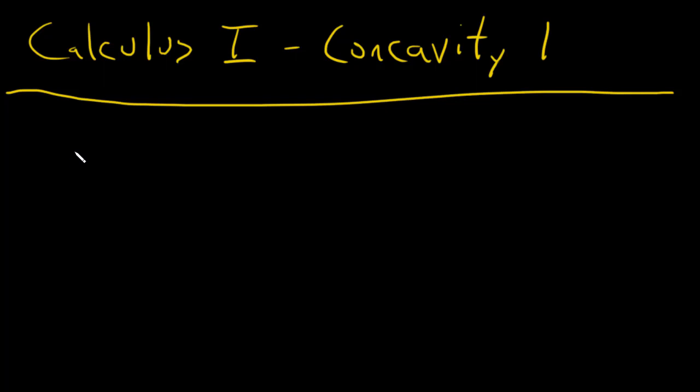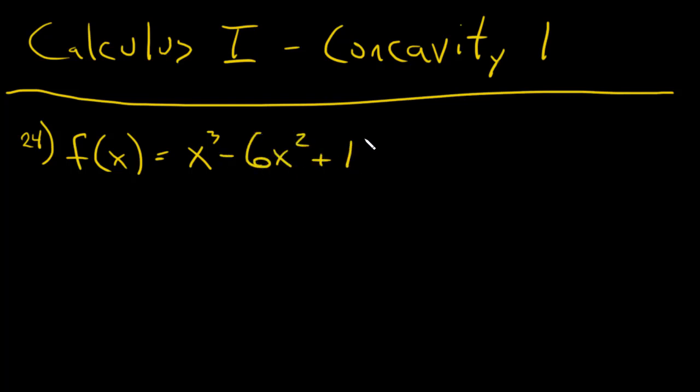Okay, welcome back. So we're going to be starting section 3.4 today, which will be concavity. But before we do that, let's knock the homework out from section 3.3. So we'll start off with number 24. Each of these is very long, but that's okay. We'll get through it. So f of x was equal to x cubed minus 6x squared plus 15.